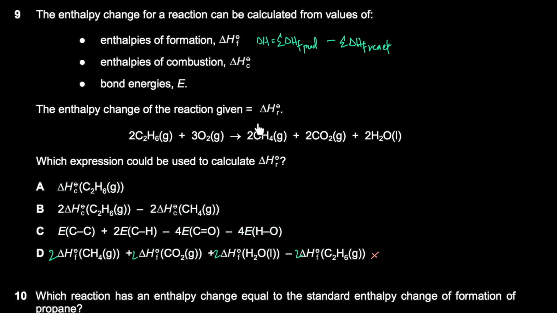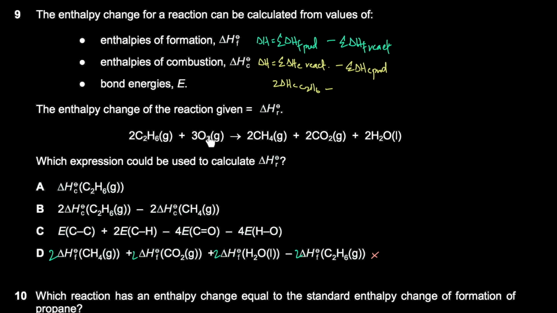for the products and the reactants of a particular reaction, right? Again, you want to find the enthalpy change of a particular reaction. If the data given to you is the combustion data, you can say that the enthalpy change of that reaction is the enthalpy change of combustion of the reactants minus the enthalpy change of combustion of the products. So now here your reactant is ethane, right? And we have 2 moles of that. So we're going to say 2 times the enthalpy change of combustion of ethane, right? 2 times the enthalpy change of combustion of ethane minus the enthalpy change of combustion of the product, right?